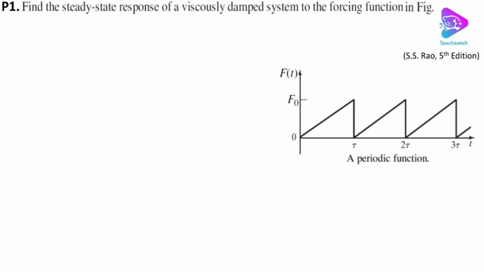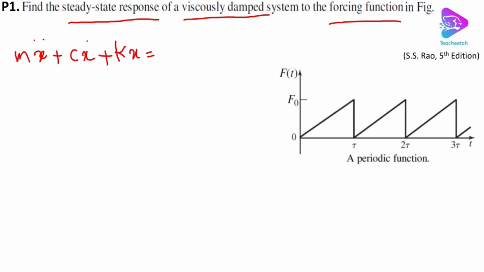Okay, so let's go over the problem and see what it says. We are looking for the steady state response of the system, and the system is viscously damped, and the force function is as shown here. In fact we have m x double dot plus c x dot plus k x equal to f(t), but the force is periodic but non-harmonic, and we have this tau, and F naught is the amplitude.